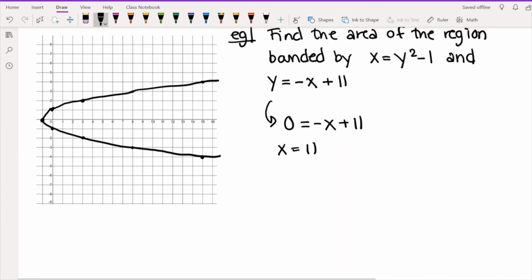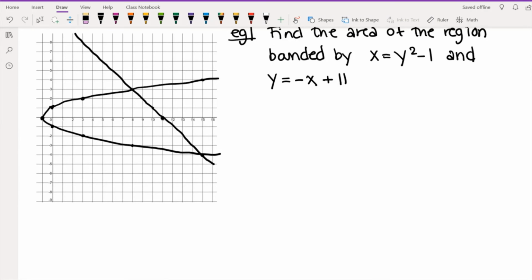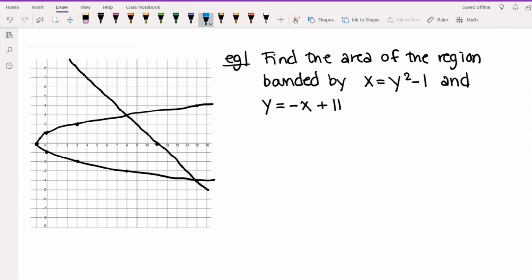And so we can put that point in here, and then we know it has a slope of -1, so I'll just continue that line. Okay, so this is the region that we're looking at. And let me just shade that in for us. Okay, so what's different about this one?